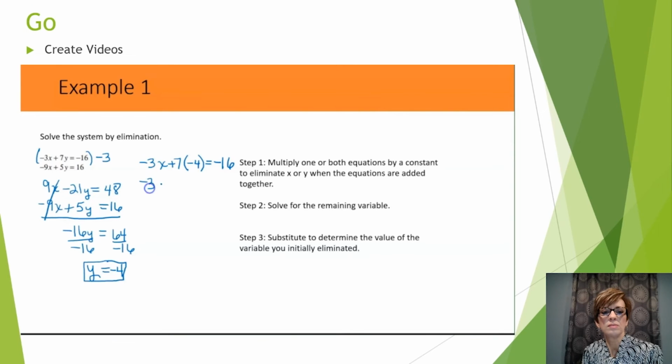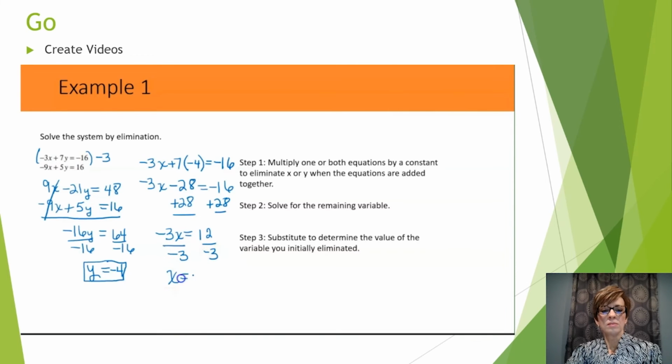So simplifying, I have 3x minus 28 is equal to -16. We'll add the 28, leaving us -3x is equal to 12. And then we divide by -3, and we find that x is also equal to -4. The last step is to check our solution in both equations to be sure that that's accurate.